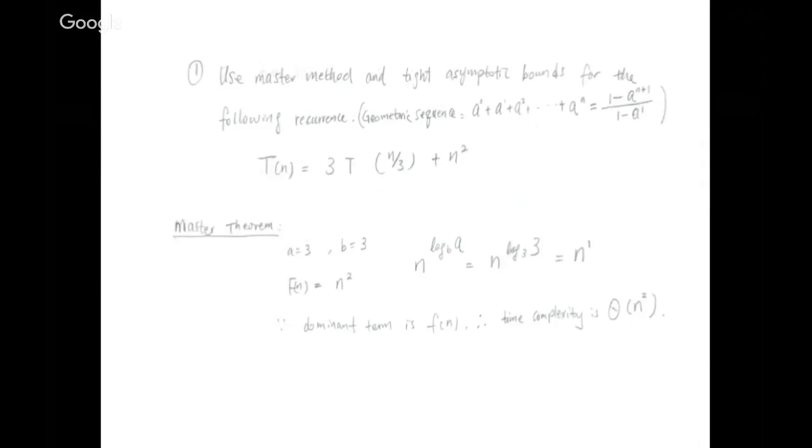The first one is: use the master theorem to find tight asymptotic bounds for the following recurrence. The recurrence is T(n) equals 3T(n/3) plus n squared. And here I also provided the geometric sequence.